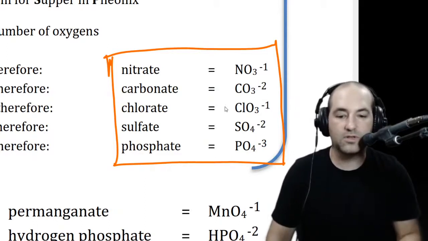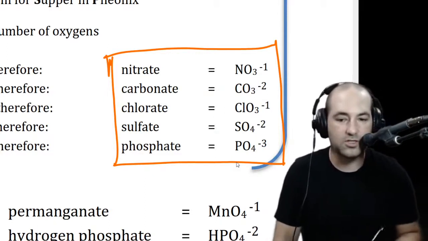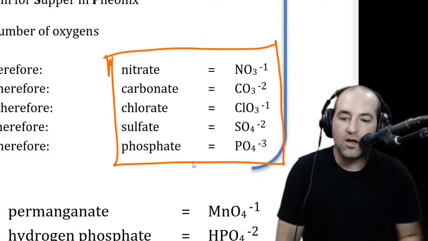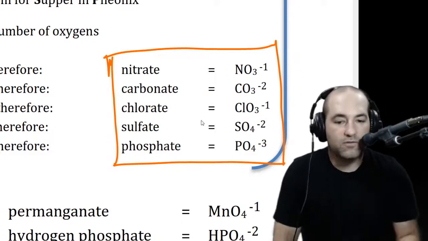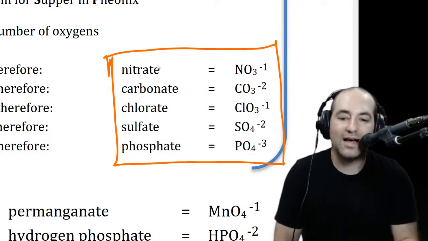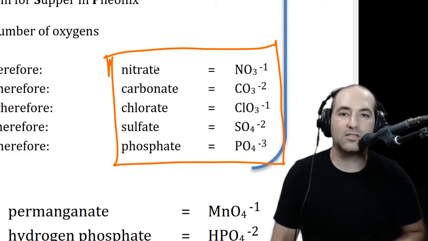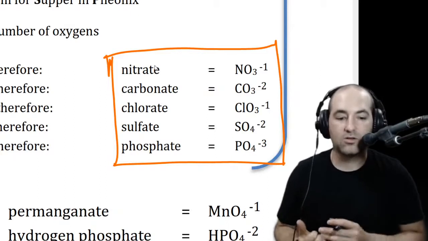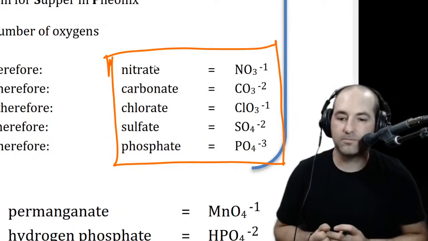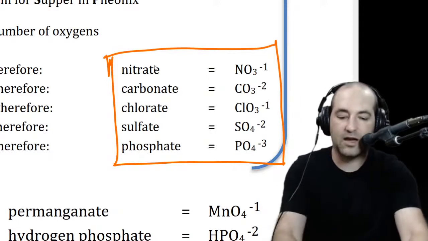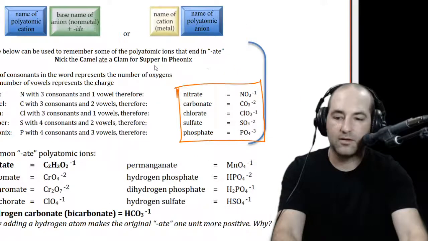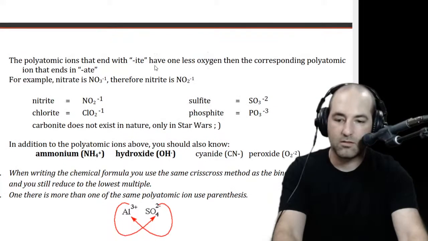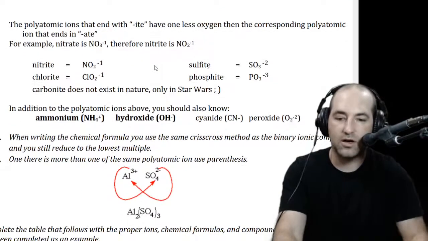You've probably heard of some of these already, even if you didn't know the formulas and the charges. So we've got nitrate, carbonate, chlorate, sulfate, phosphate. Notice that almost all of the polyatomic ions do not end in ide, whereas the monoatomic ions that we just talked about do end in ide. The anions do. There are a couple of exceptions to that, hydroxide and cyanide. Oh, okay, here. So we did write them down.